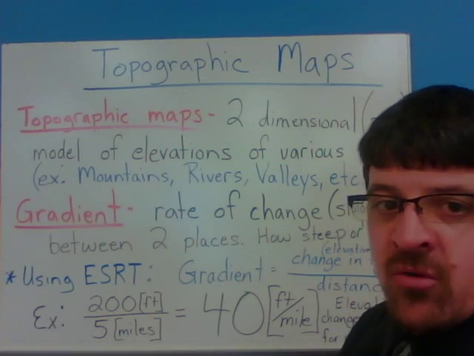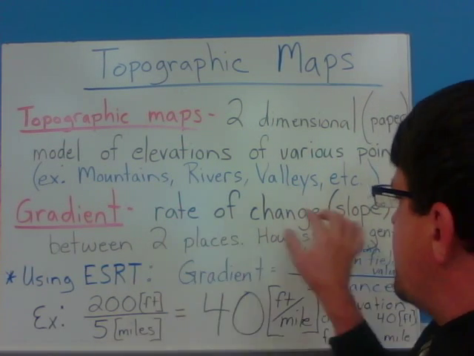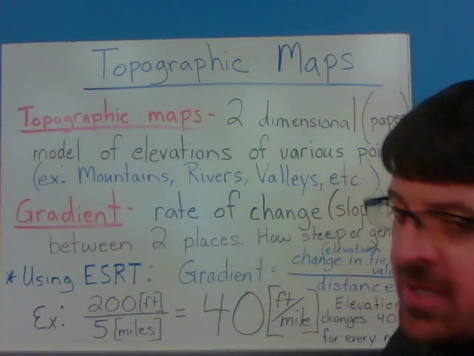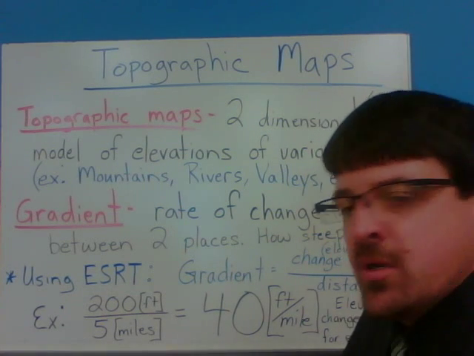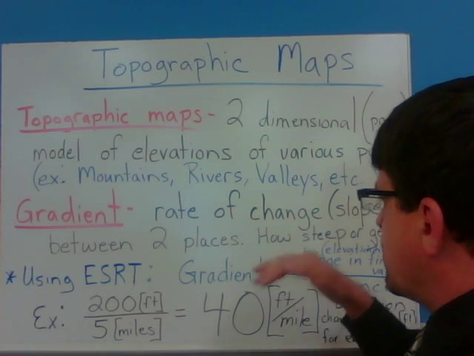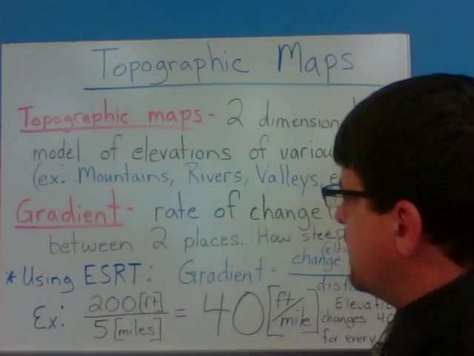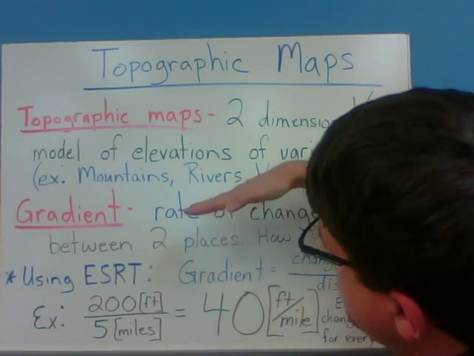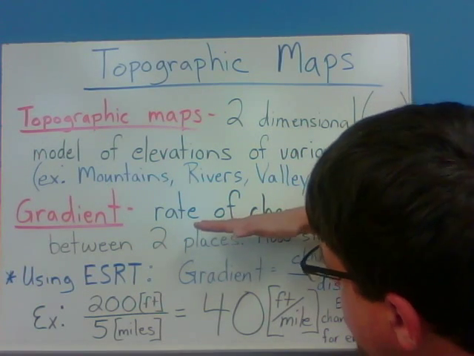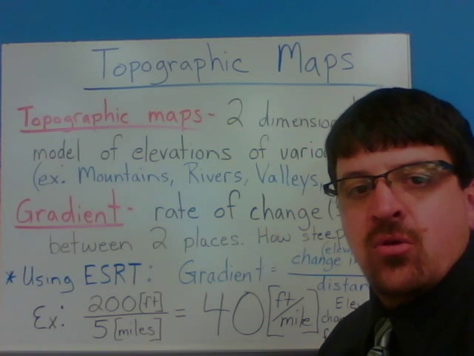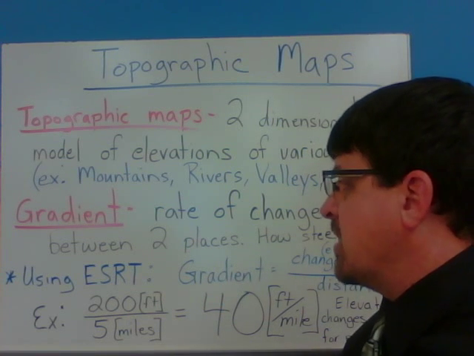Anyways, gradient. What we're going to cover on gradient is the rate of change, or the slope, between two places on the Earth's surface. The gradient is how steep or gentle a slope is. I didn't have quite enough room to write slope in there, but steep gradient, gradual gradient, and pretty much flat, okay? And that's something that you can calculate.